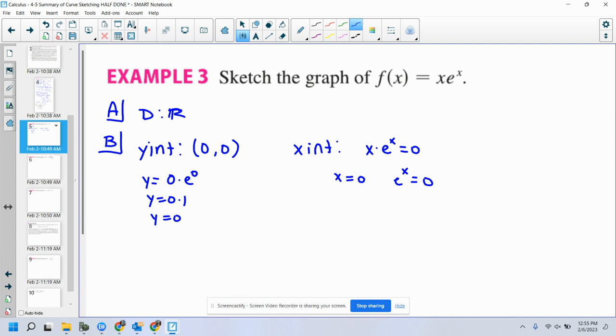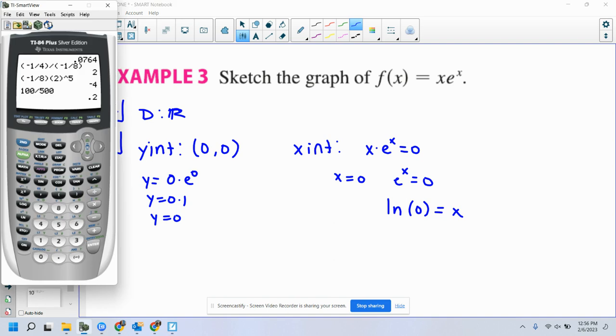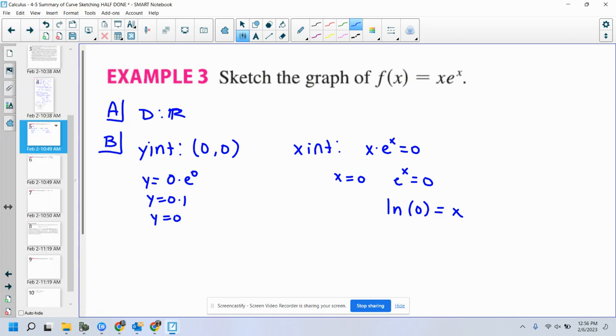But let's see e to the x equals 0. Okay, if it's an exponential, I'll turn it into logarithmic. So log base e, or ln, of 0 is equal to x. So I would go in and say ln of 0. That doesn't exist. So there are no solutions here. So that means the only x-intercept I have is again at 0, 0. So we know this goes through 0, 0 so far. We know the domain is going to be forever to the left and to the right, but we know it's going to go through 0, 0.